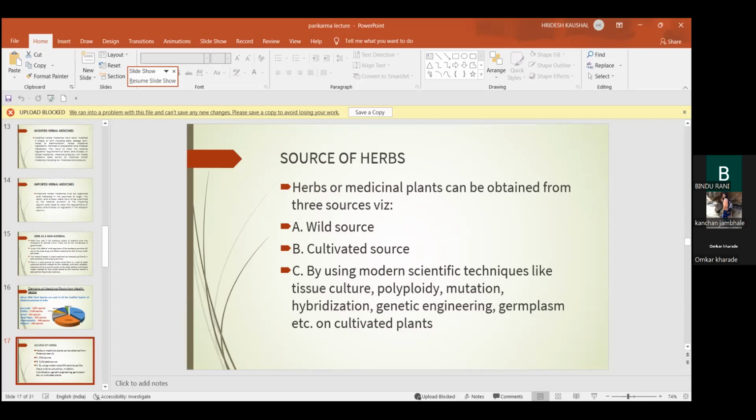We can cultivate by using modern methods like plant tissue culture. We can cultivate the plants in a very scientific manner. So by these three methods, we can say these are the three sources to get the herbs for the preparation of the herbal products.